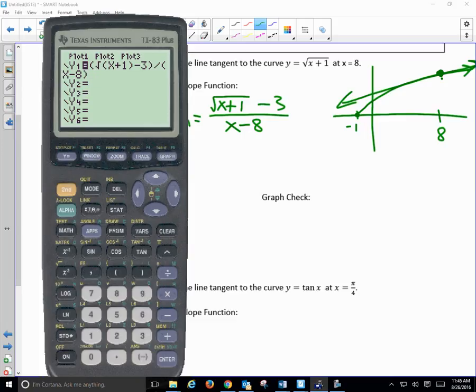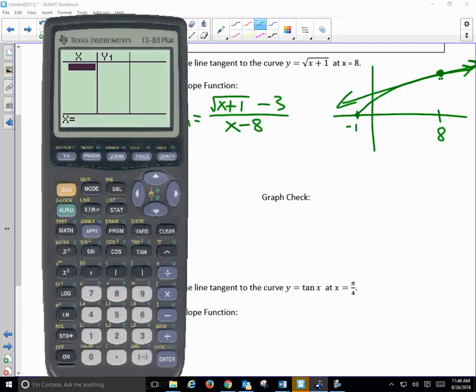Here's where you got to start thinking. If I graph that, will that produce this graph? What is the equation for this graph? Square root of x plus 1, right? Is that the same as this? No. It will not produce that graph. Okay? We're not sketching a graph of the original function. We are creating a slope function. We are going to use a table value in order to determine what our slope is.